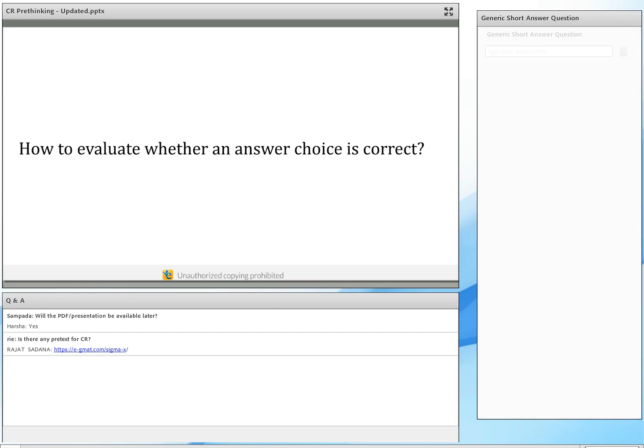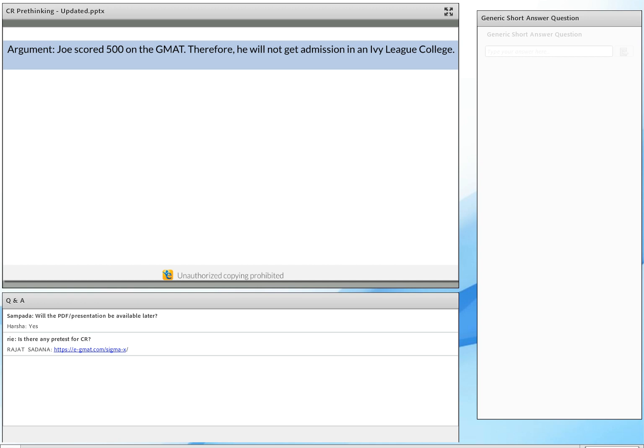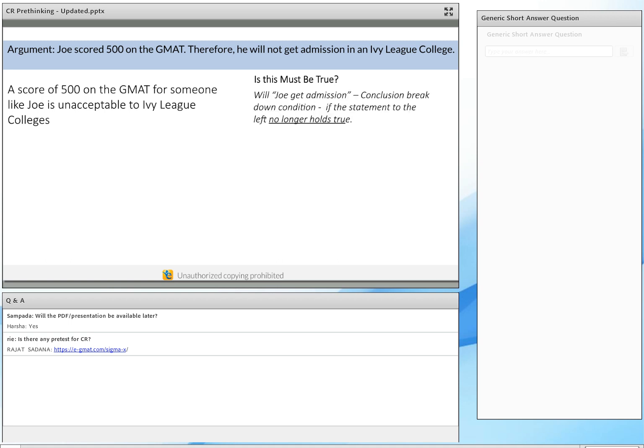So let's evaluate whether the assumption that we came up with is the correct assumption. This is purely to tell you what a correct assumption looks like. The assumption we came up with was that a score of 500 for someone like Joe is unacceptable to Ivy League colleges. The question we have to ask is, does it satisfy that must be true condition? Because in our definition, an assumption is an unstated idea that must be true for the conclusion to be valid. So we ask ourselves, must it be true? Or in other words, will Joe get admission, which is my conclusion breakdown condition, if the statement to the left no longer holds true? Now, here is a very important point for you to understand.